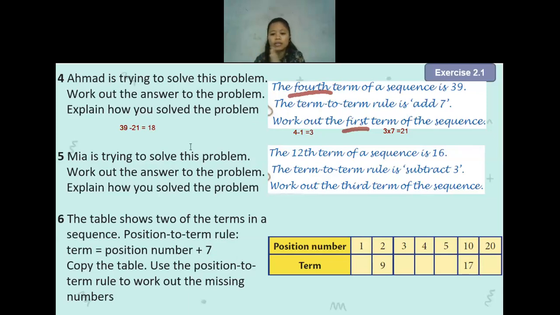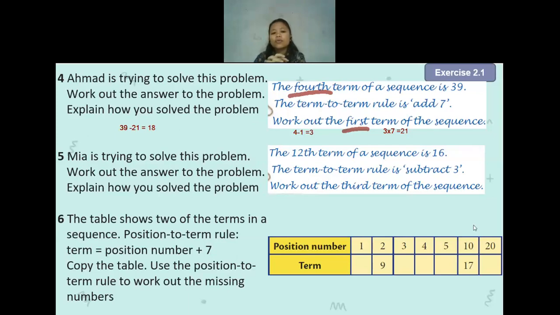Okay then. Is there anyone having a question? If anyone has a question, please let me know. Do not stay quiet. Okay then. If you have no question, I'll continue to question 5.